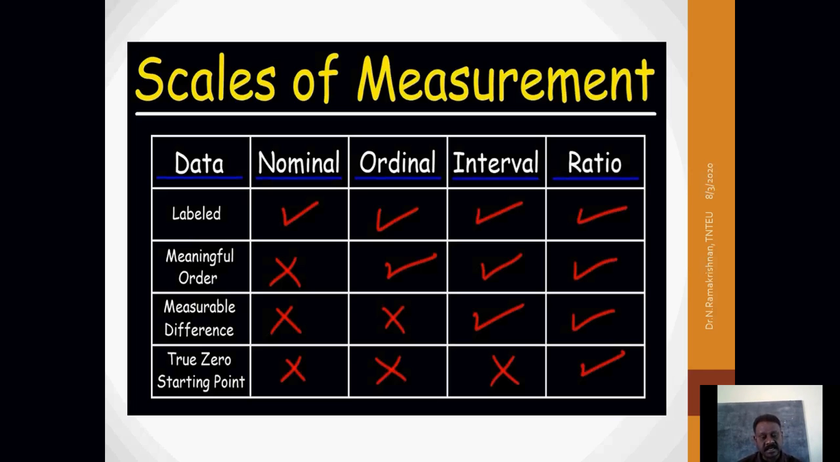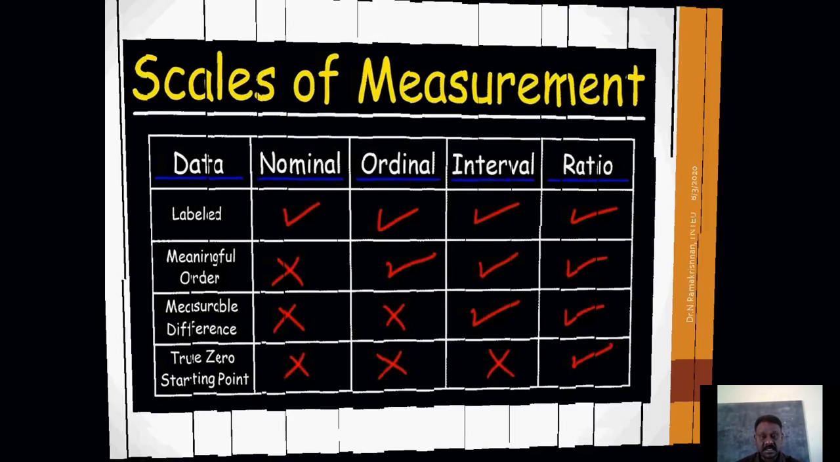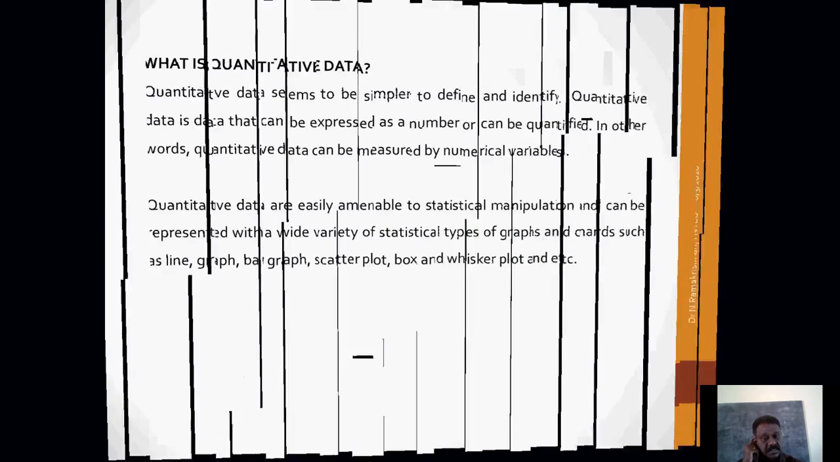That is nominal, labeled only. In the ordinal, both labeled as well as ordered, in a meaningful order. They will be placed in meaningful order. That is ordinal scale. In interval scale, we are doing label, ordering, and measurable difference. Measurable difference also, we are putting the difference between other products. And then in ratio, we have labeling, ordering, measurable difference, and then a true zero starting point also we have. These are all the scales of measurement and their qualities.